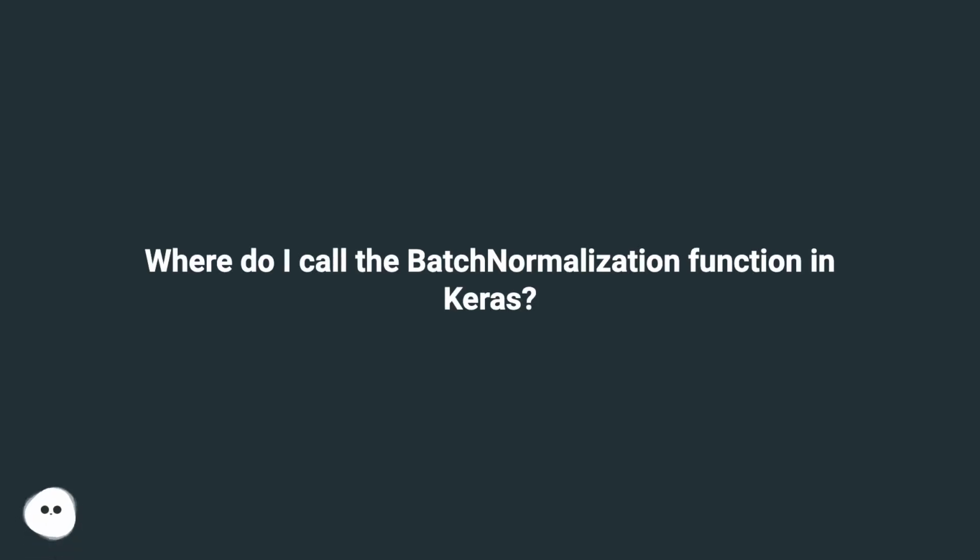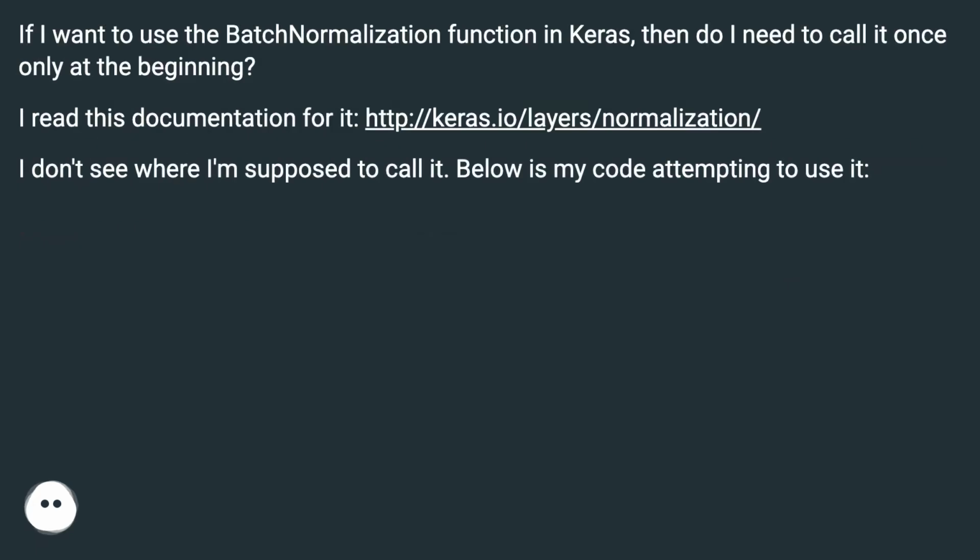Where do I call the batch normalization function in Keras? If I want to use the batch normalization function in Keras, then do I need to call it once only at the beginning? I read this documentation for it, this URL. I don't see where I'm supposed to call it. Below is my code attempting to use it.